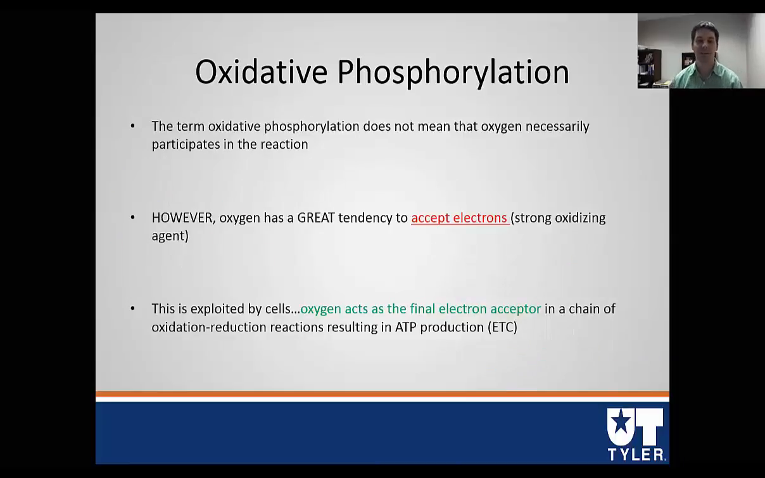So the term oxidative phosphorylation does not mean that oxygen necessarily participates in the phosphorylation process. However, because oxygen is such a great acceptor of electrons, it is a strong oxidizing agent, and therefore we can use it at the end of the electron transport chain and allow oxygen to act as the final electron acceptor at the end of the chain of oxidation reaction potentials. Remember, as we pass through, electrons are being passed down the electron transport chain, and we have to have somewhere for them to go at the end of it. Oxygen is going to be that perfect acceptor.